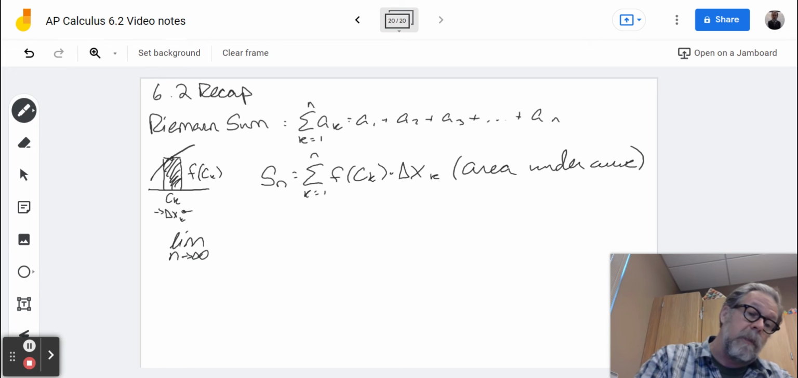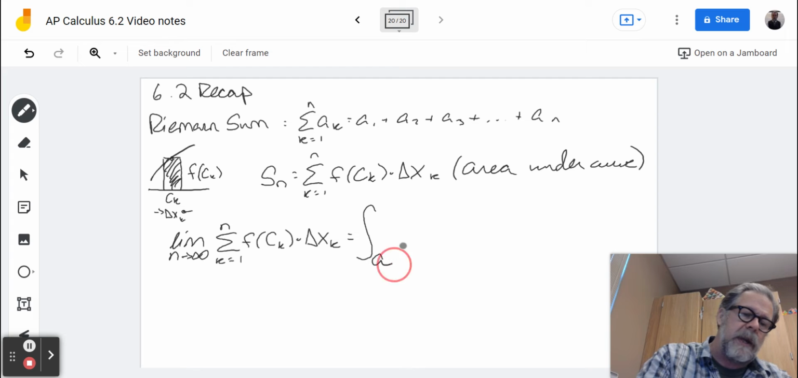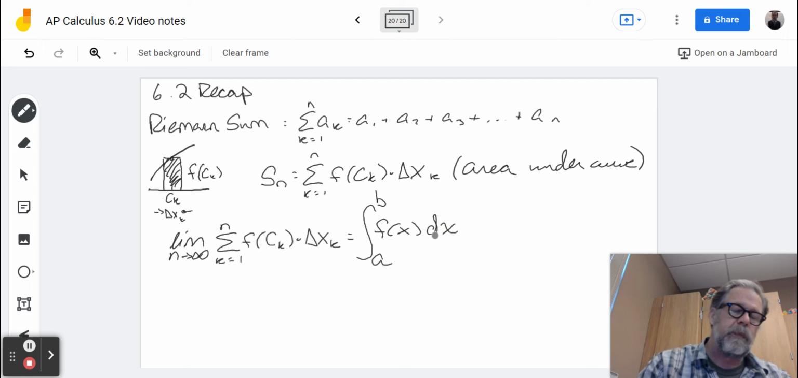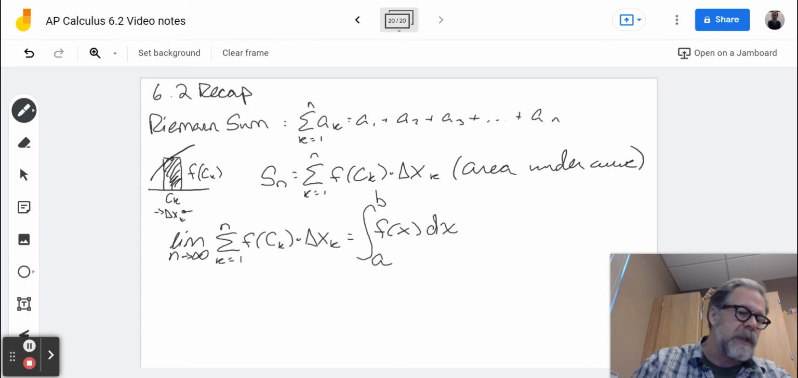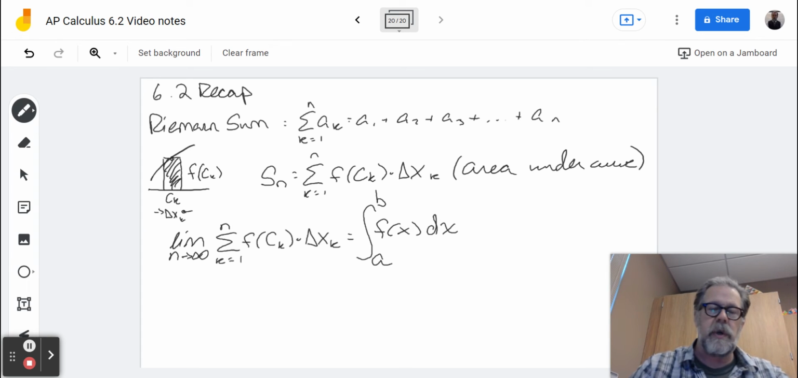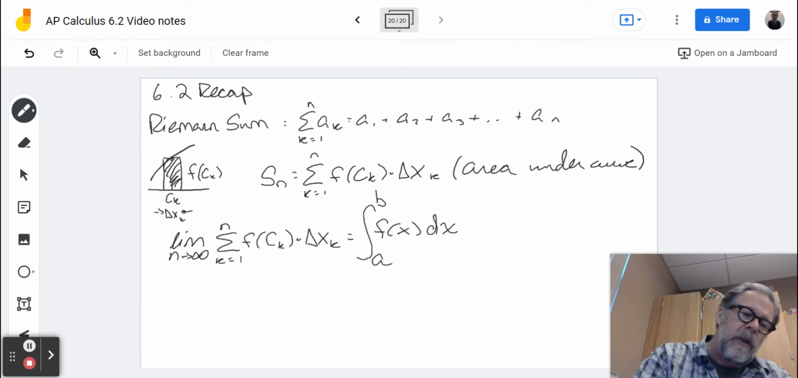In other words, we have an infinite number of these rectangles, and the limit of this sum, k equals 1 to n of f of c sub k times delta x sub k, we will define using the notation the integral from a to b, the limits of integration, of the function dx. Remembering that dx is the differential of delta x as that width goes to 0, or the number of rectangles goes to infinity. So notation, b and a are the limits of integration, upper and lower.